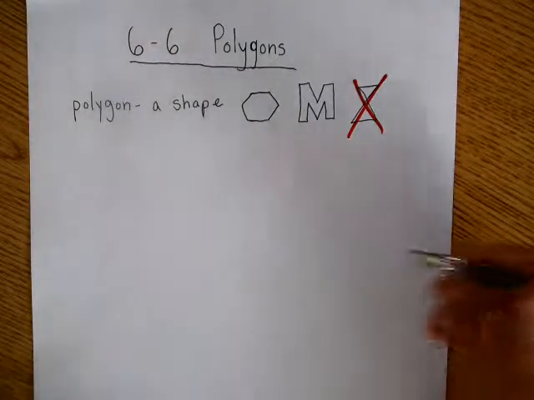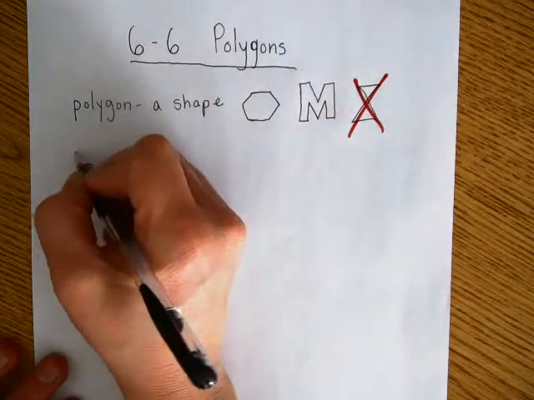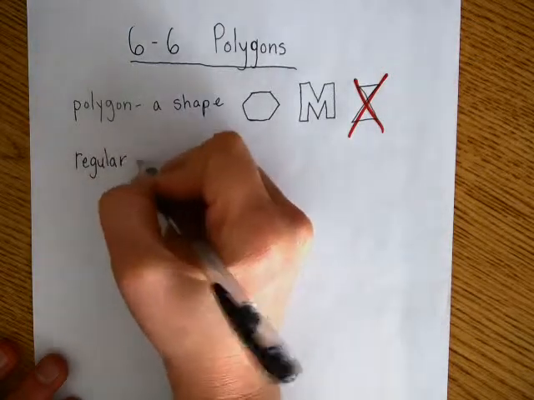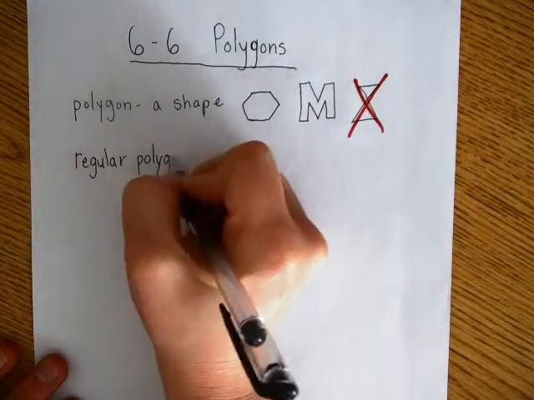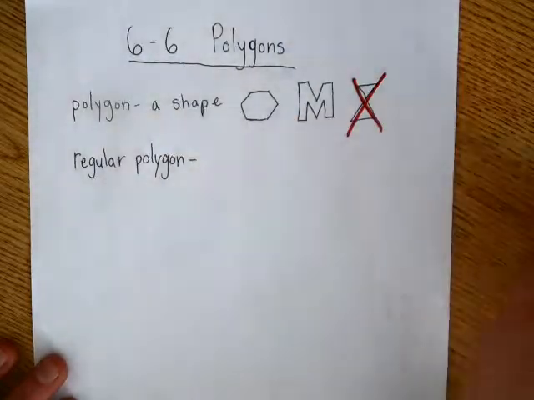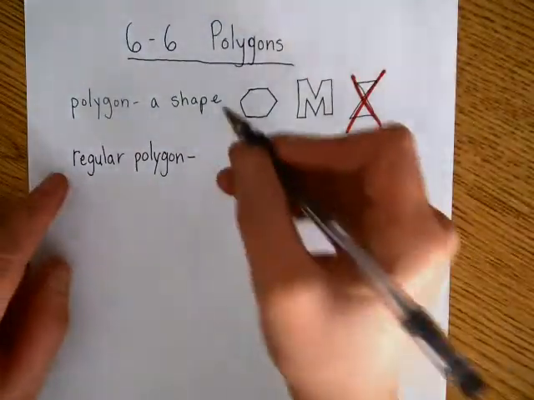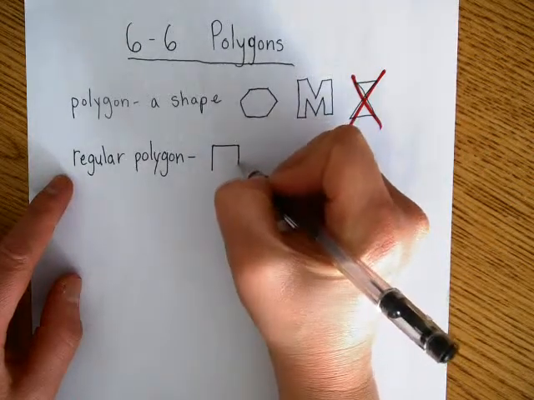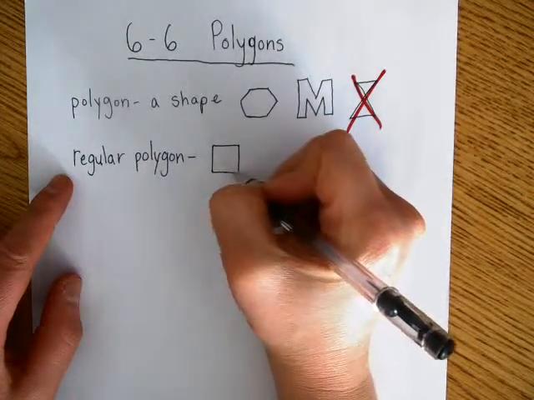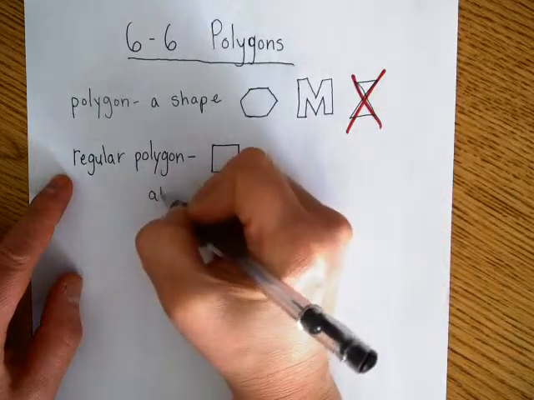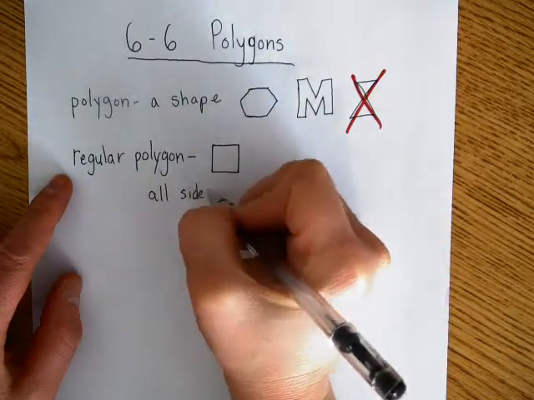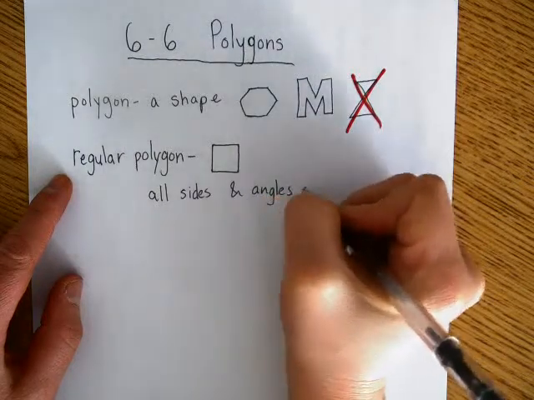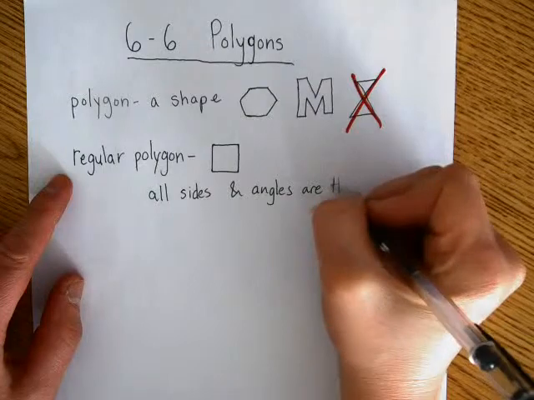And the next word that we're going to talk about today is a regular polygon. You'll hear regular polygon. So a regular polygon is a shape where all the sides and all the angles are the same. So all the sides are the same. All sides and angles are the same.